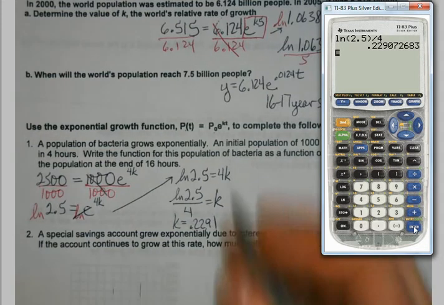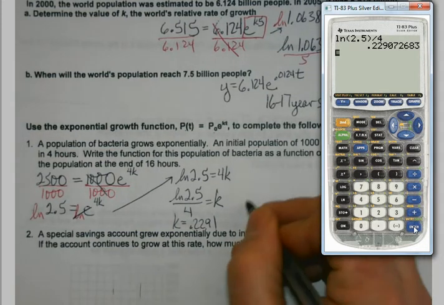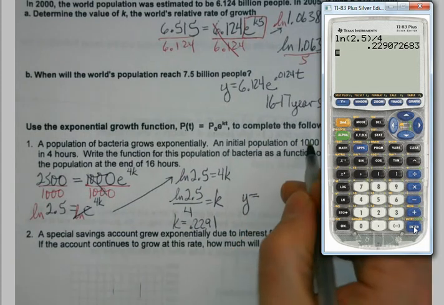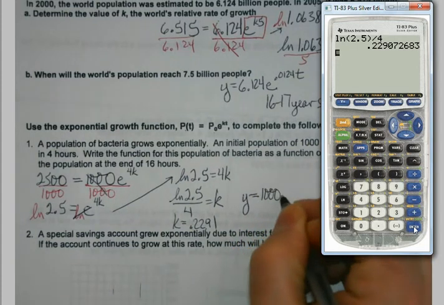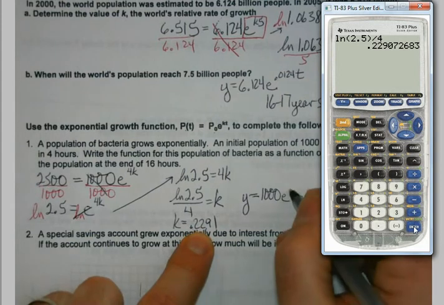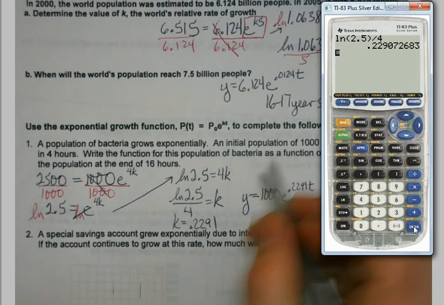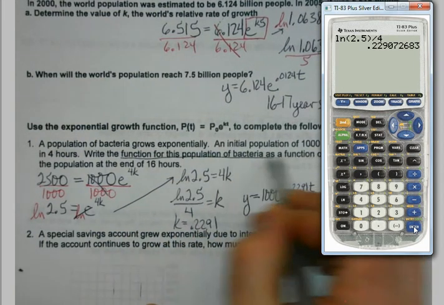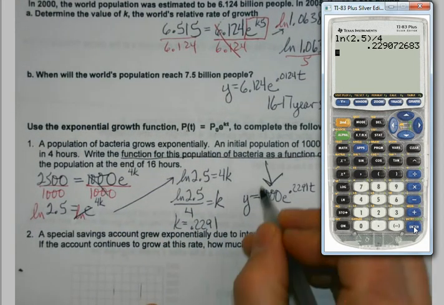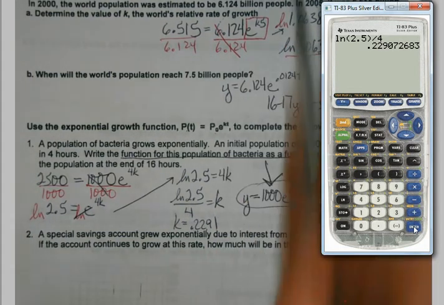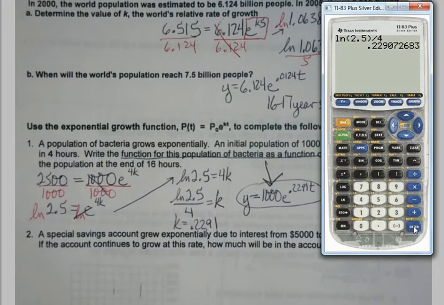But what we really want is that general equation from this, which again, I'd use my initial population and then my k value with the time included. So this would be my function for this population as a function of time. I could put this as P of t instead. Probably should, if I'm trying to be good about things. But y is going to be the same thing.